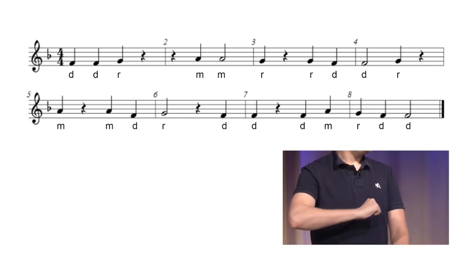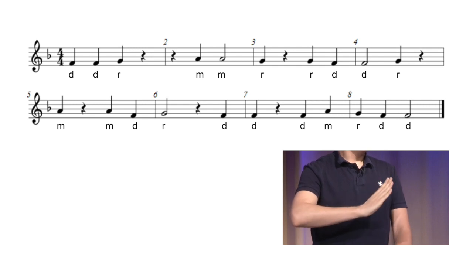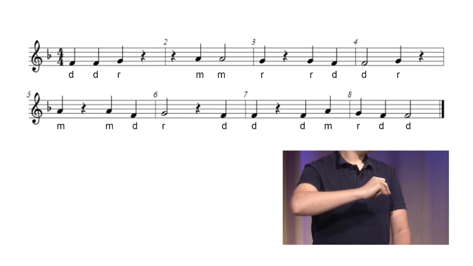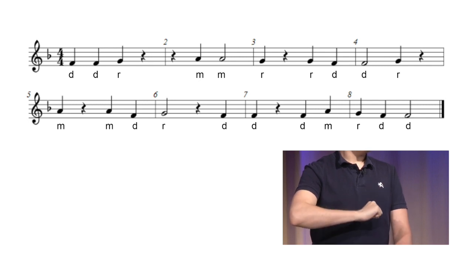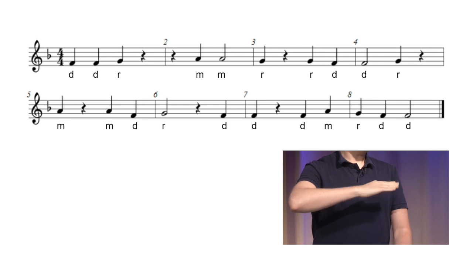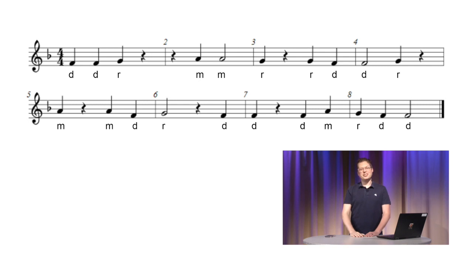Here we go. Do, do, re, mi, mi, re, re, do, do, re, up to mi, mi, mi, do, re, do, do, do, mi, re, do, do. Okay, hopefully you were able to make the transition between the top system and the bottom system okay. That can be tricky. Also, some of the best musicians that I know are people who are able to look one note ahead, so the note that's coming doesn't surprise them when they get to it.